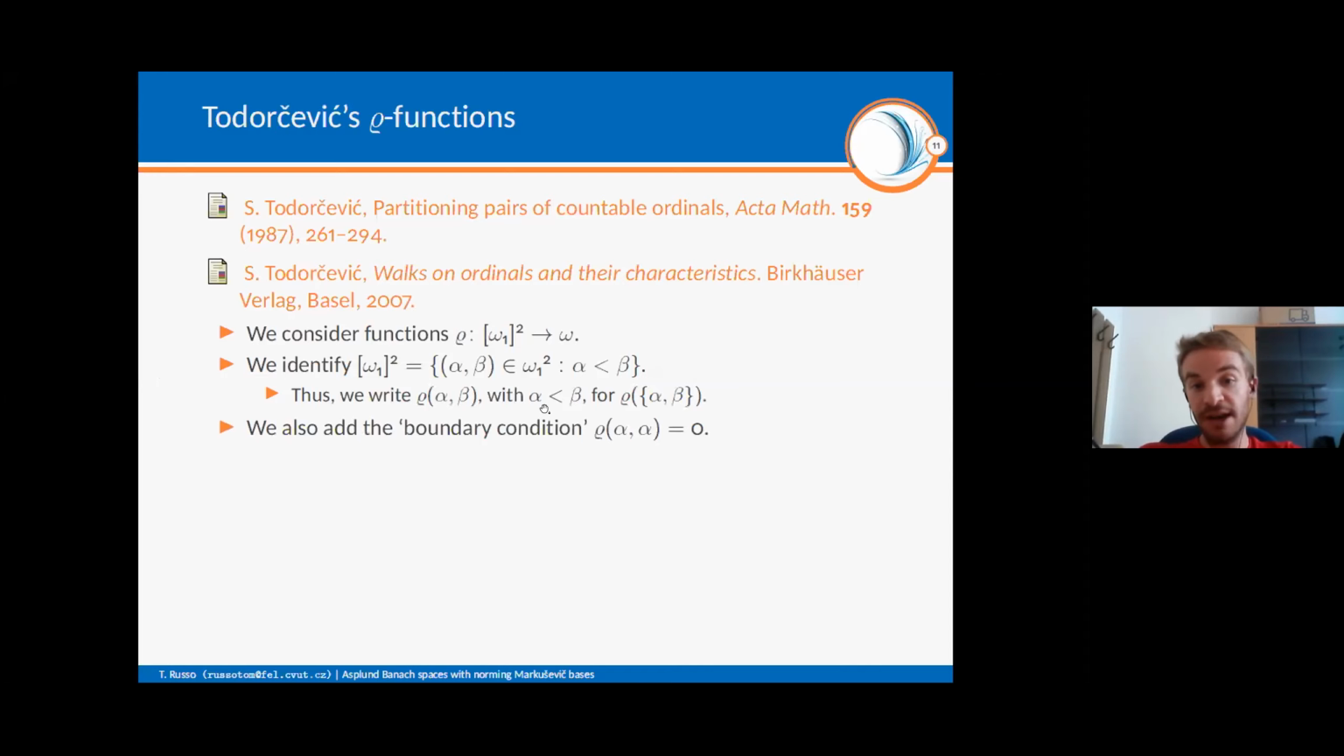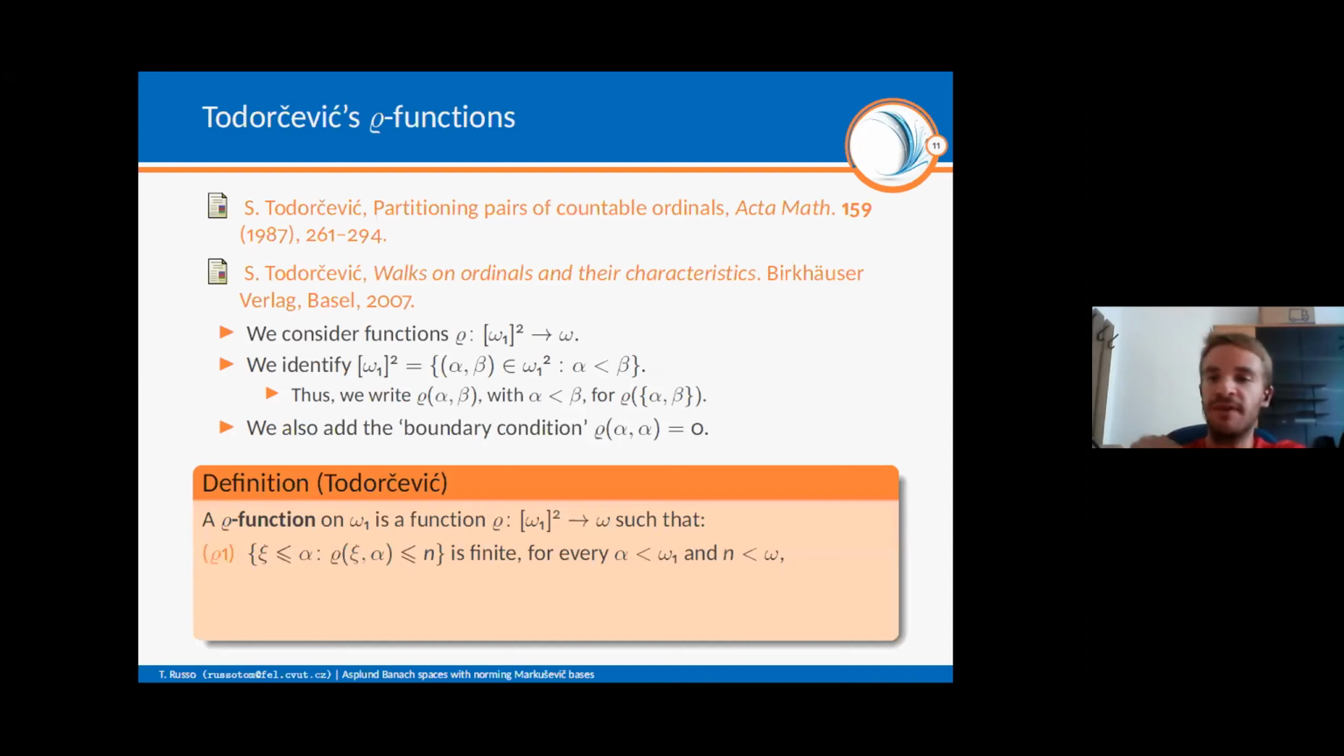And as I said just before, we will write rho alpha beta, meaning that alpha is less than beta, and now I contradict myself, because in reality we will also pick boundary conditions. So on the diagonal, it will always be the case that rho is defined to be 0. This is convenient. So we also set rho to be 0 on the diagonal.